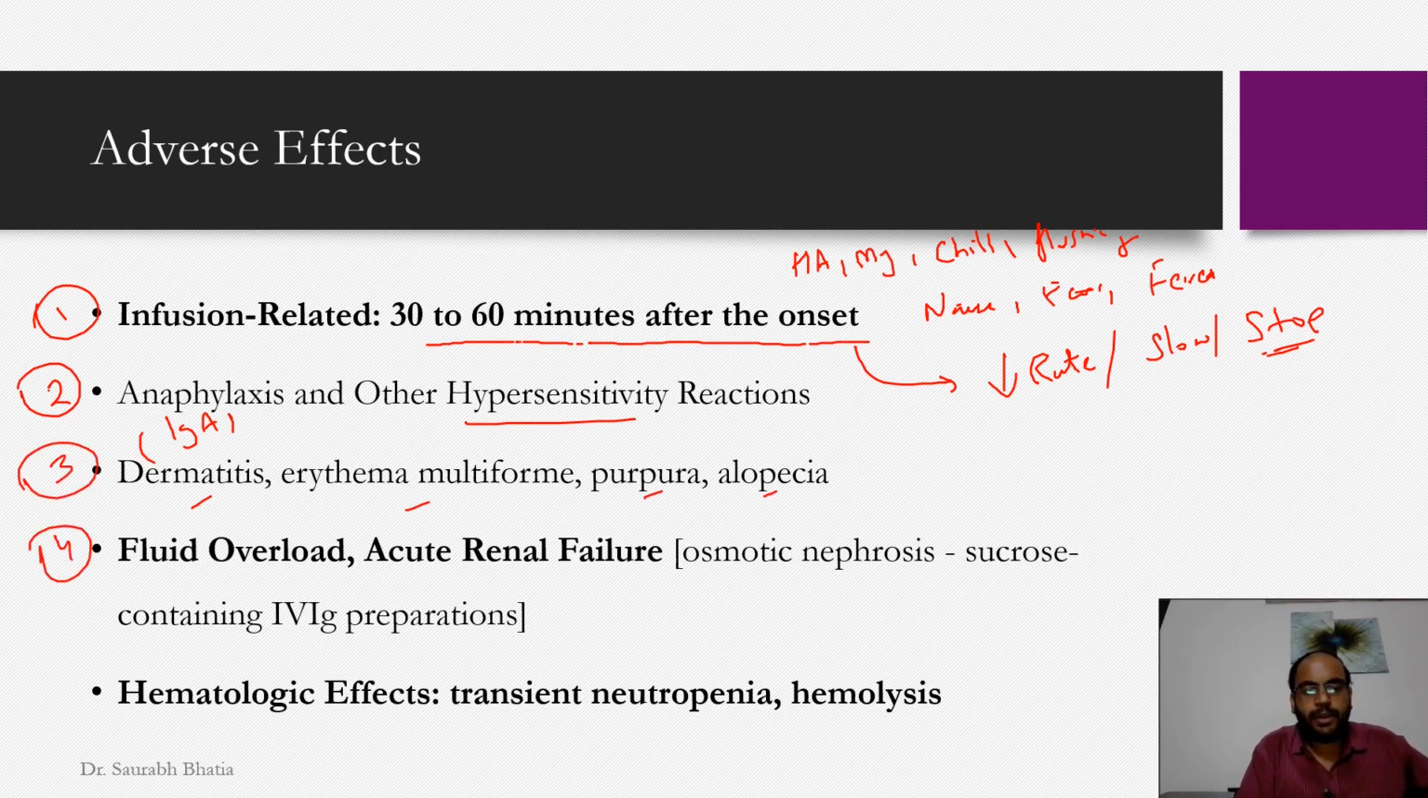Third, fourth is fluid overload. As I'm saying, you're giving a lot of IV fluid over a course of 5 days. So fluid overload, acute renal failure. Okay, especially it has been mentioned that if IVIg has a lot of sucrose, if it is powdered form, okay, and if it has a lot of cryoglobulins.